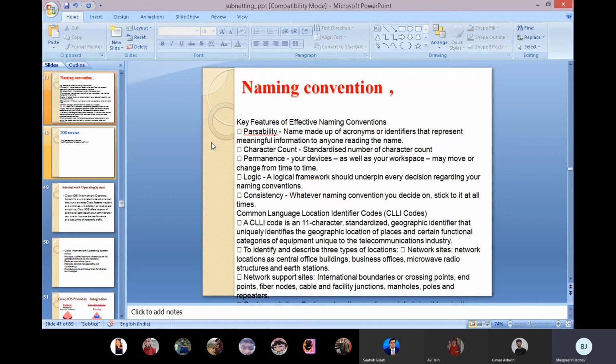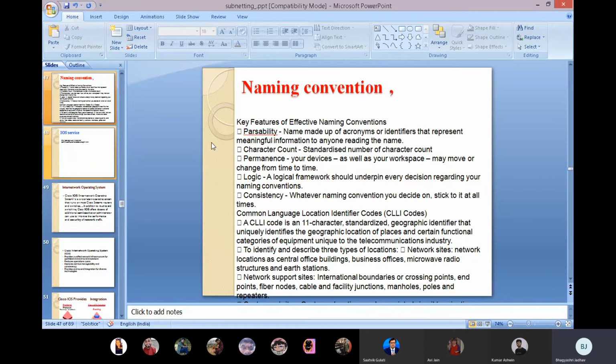Now we will see common language location identifier codes, CLLI codes. This CLLI, common language location identifier code, is an 11 character standardized geographic identifier that uniquely identifies the geographic location of places and certain functional categories of equipment unique to the telecommunication industry. It means they have fixed standards, like an 11 character standard geographic identifier that shows a geographical location. Then to identify and describe the three types of location.